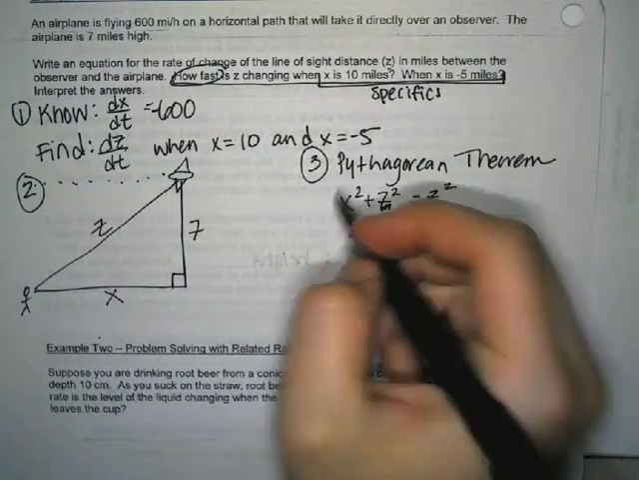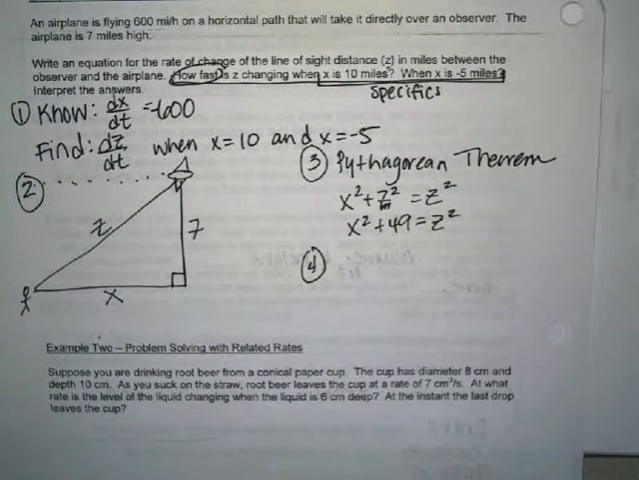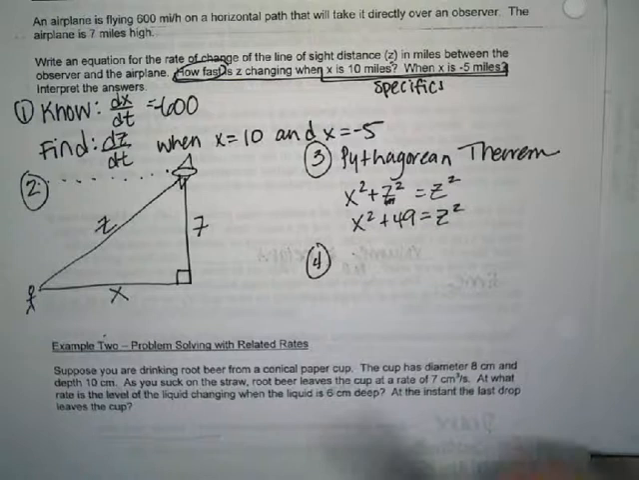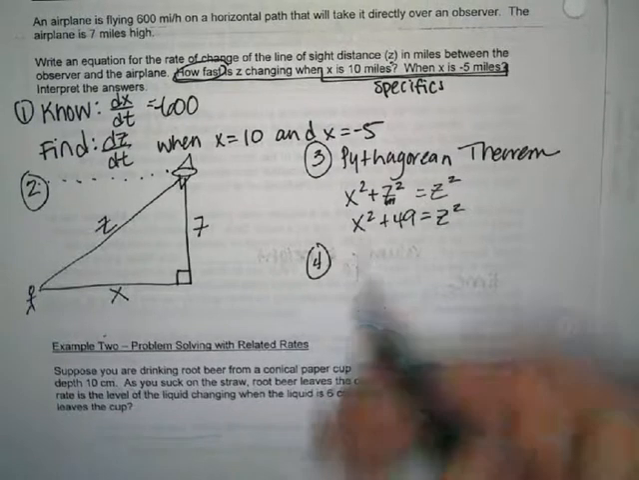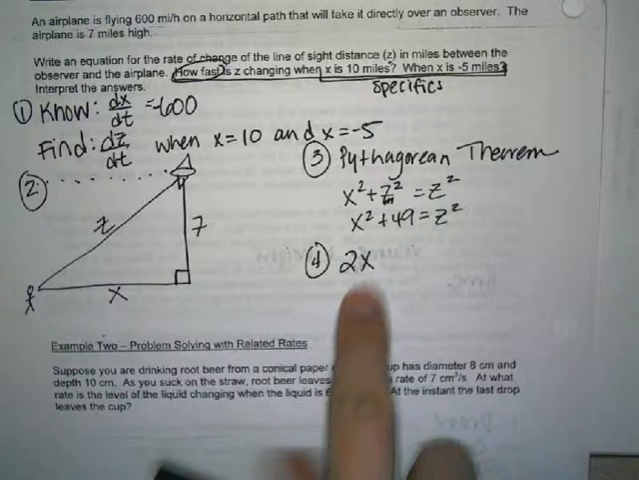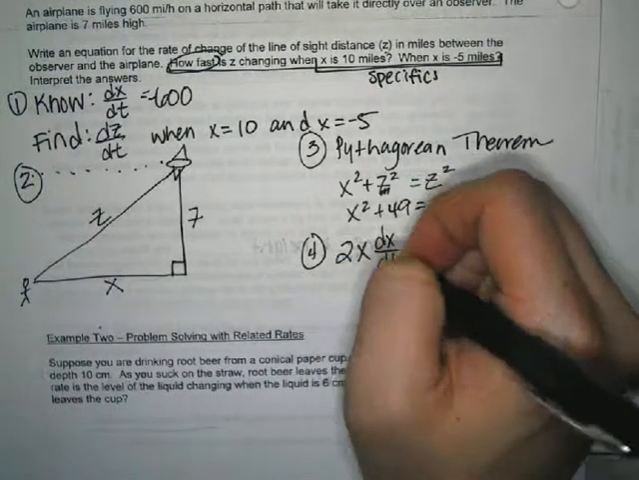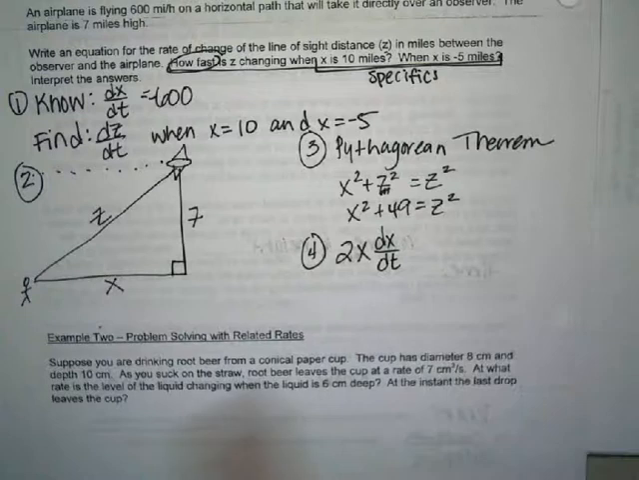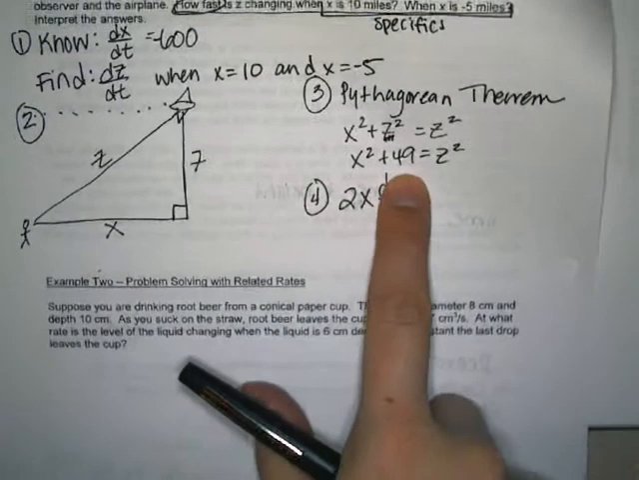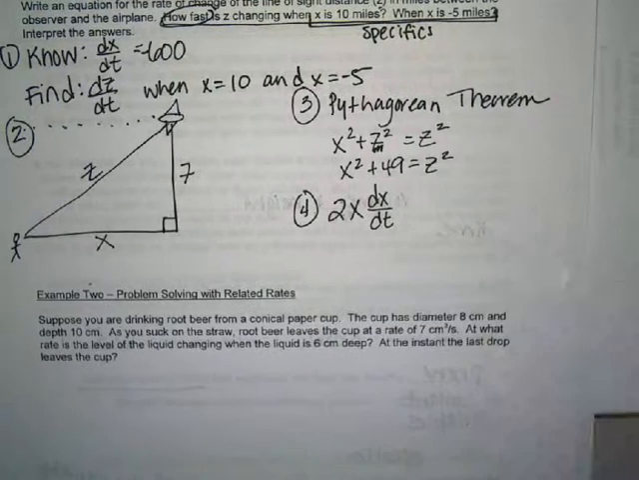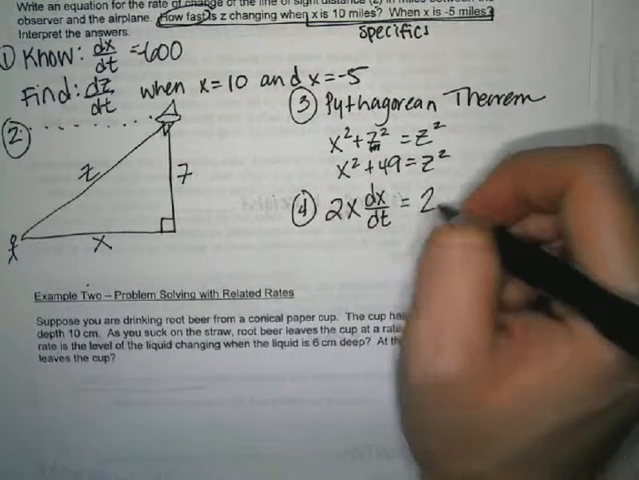And then the fourth step is to take the derivative, because we're looking for dz over dt, but we can't have dz over dt unless we actually take the derivative, because that's how you find rates of change. So I'm going to move left to right, taking the derivative of each thing. The derivative of x squared is 2x, and because that's not a t, I have to include dx over dt. What's the derivative of 49? 0. And what's the derivative of z squared? 2z dz over dt. Good.